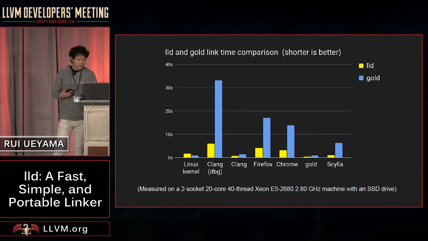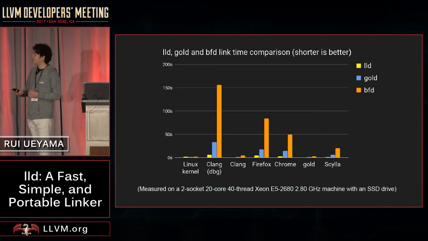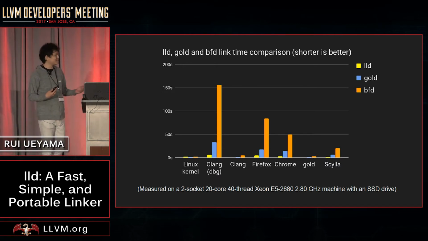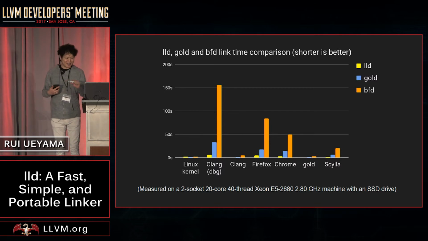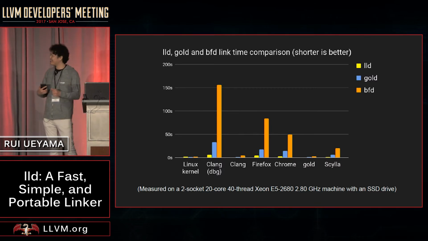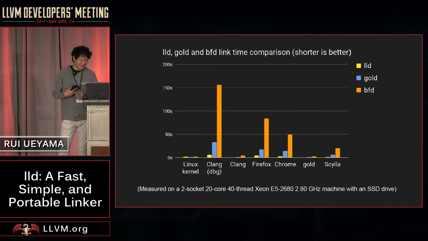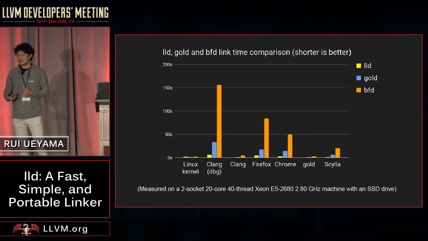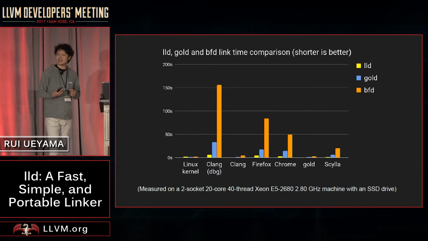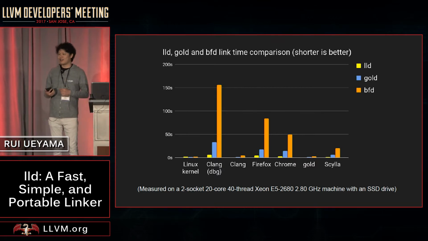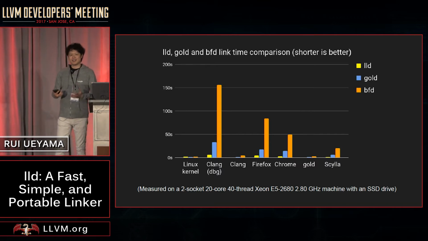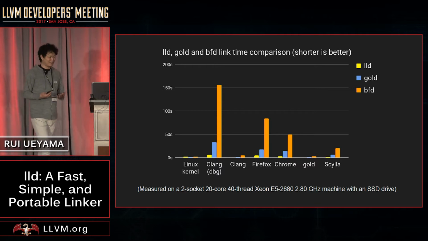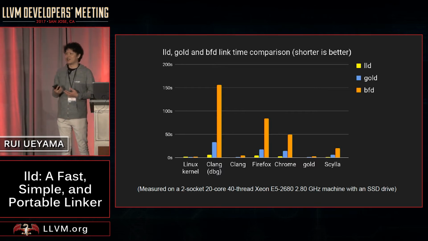And if you add BFD linker's numbers, then the graph becomes like this. And this is why I didn't include these numbers in the previous chart, because it makes everything so tiny that you cannot really see the difference between gold and LLD. And if you are still using BFD linker, because it's still, I think, used as ld in most systems, then please use LLD, or at least gold, because BFD linker is very slow at linking large programs.